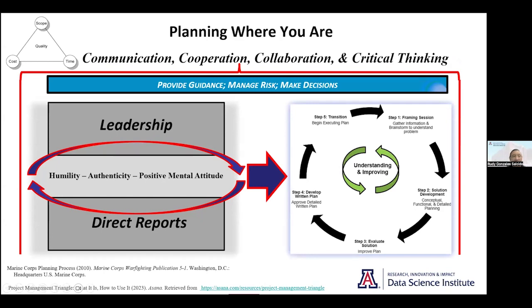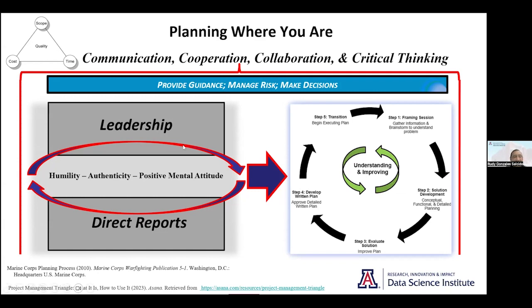Okay, so kind of bringing it all together. Talking about planning, leading where you are, this is bringing about the communication, the cooperation, the collaboration, the critical thought that needs to go into planning. And I always talk about the project management triangle up here on the left-hand corner: scope, time, cost, always impacting quality, and just being cognizant of that. And like I talked about up here in the blue banner with leadership, they're providing guidance, managing risk, and making decisions. And you're doing that in your own right within your own teams on a daily basis.